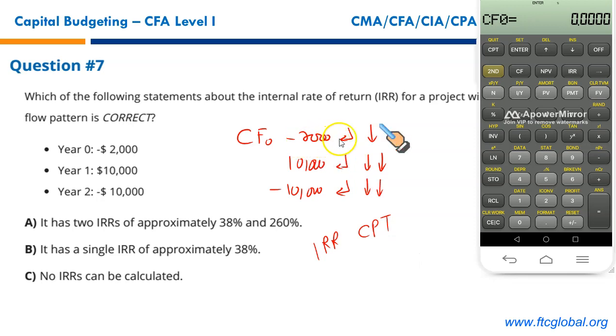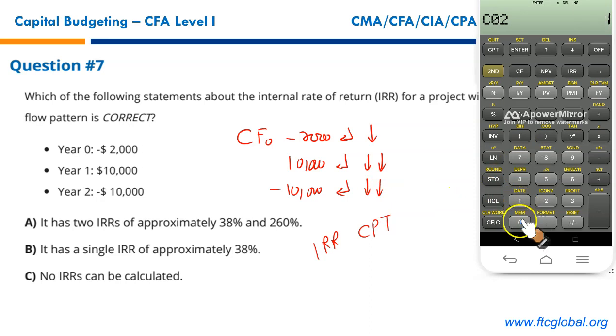So the initial outflow is $2,000. That is 2000, negative. Enter. Down arrow key. Now it's in the system. Next, cash flow in year 1: 10,000. 1, 0, 0, 0, 0. Enter. Down arrow key twice, because it's a single cash flow, frequency is 1. Done.